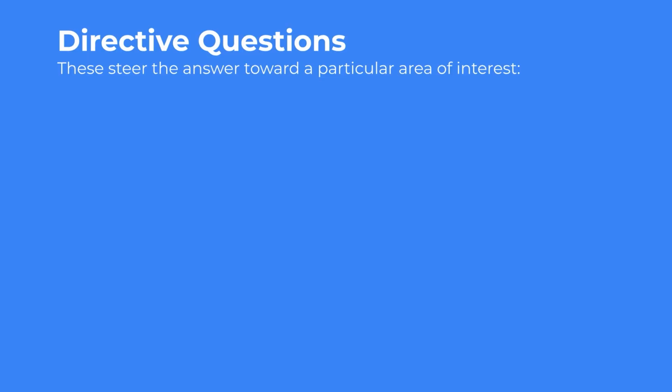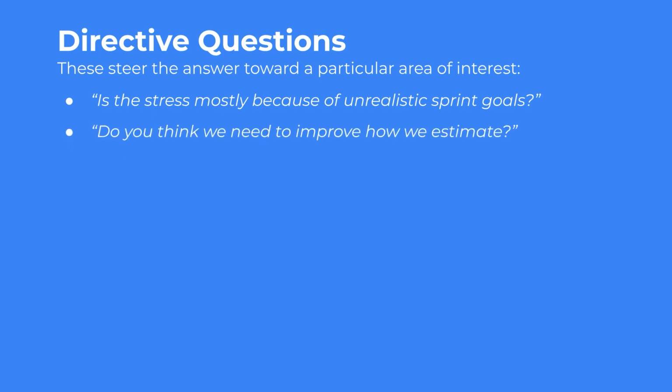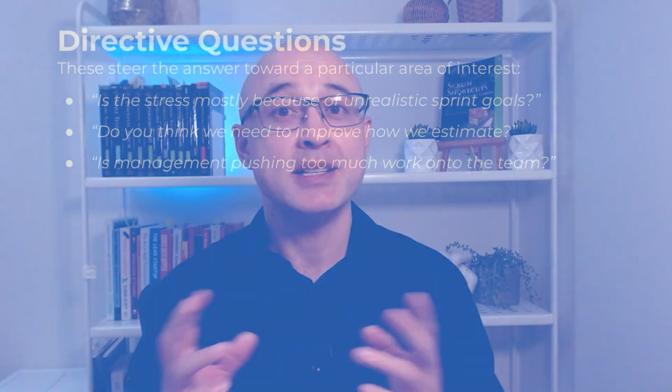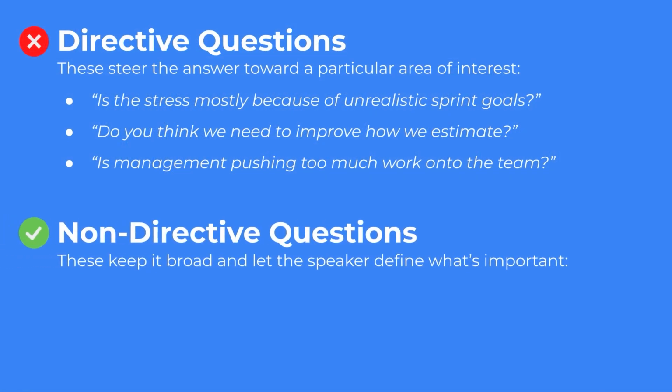Well, it's tempting for us to ask directive questions after something like that comes up. So for example, we might say, is the stress mostly because of unrealistic sprint goals? Or do you think we need to improve how we estimate? Or maybe is management pushing too much work onto the team? Now, the problem there is we're leading the team towards our own interpretation of what might be the issue.